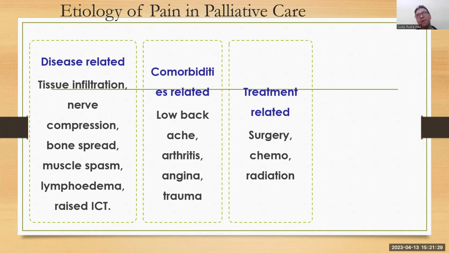Treatment related may be surgery. Post-surgically, the patient may have pain at the surgical site. Then there is chemotherapy-induced neuropathy, which I have already explained. Sometimes it is radiation: in the area where radiotherapy was given, the muscles get stiff, and the patient has to go for physiotherapy.